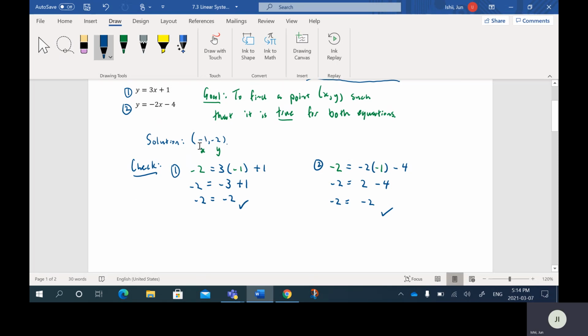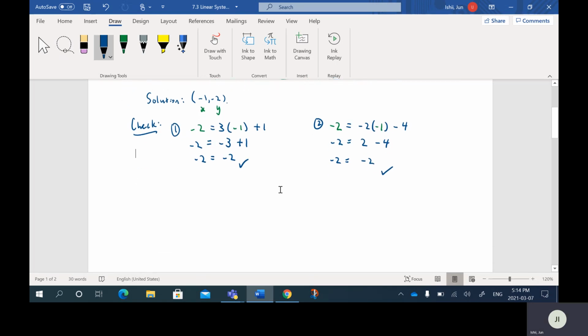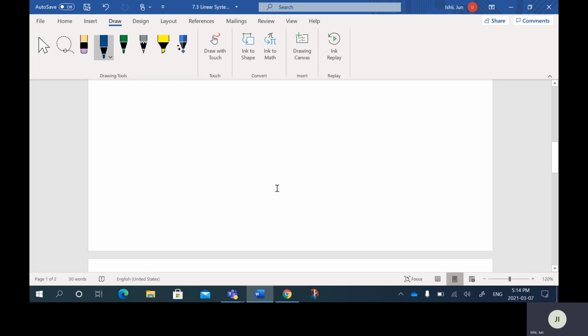It's basically when you take the point, plug it in for x and y into both equations, the left side matches the right for both. All right, and this is the only unique solution. All right, cool. So hopefully that makes sense. So let's go on to the next one here.